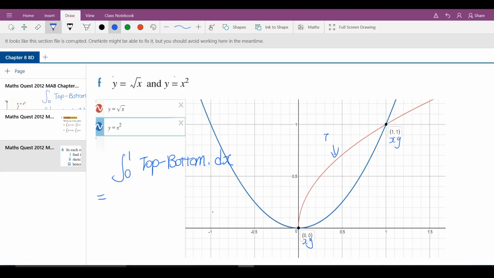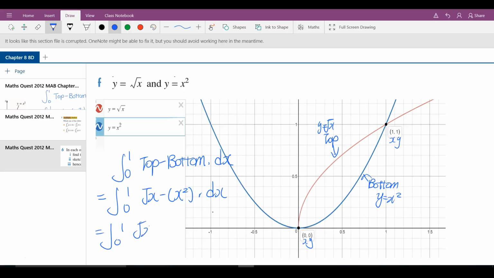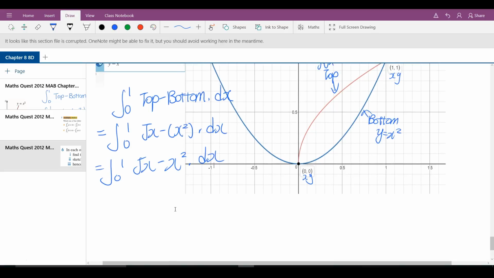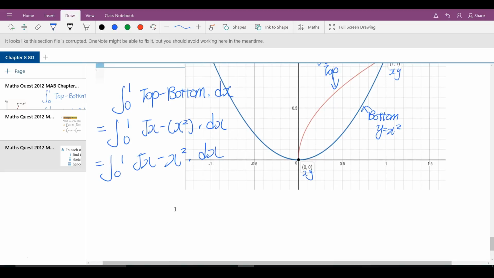All right, so top function is this one, which is our root x. And the bottom function is this one, which is our x squared. All right, so here's root x minus x squared. Integrate with respect to x. Let's break the bracket. So root x minus x squared. Integrate with respect to x. So is there something we can simplify? Not really. All right, let's just integrate.